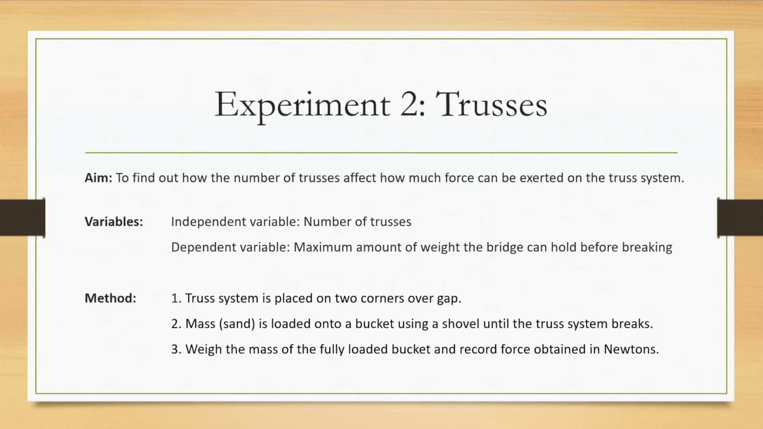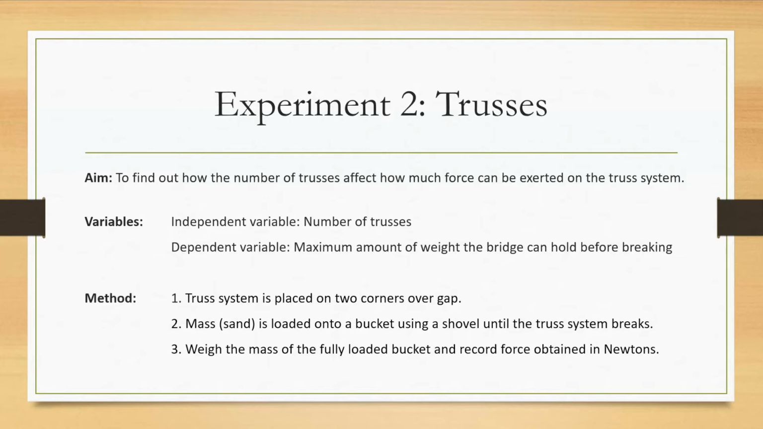Our second experiment involved trusses, and we aimed to determine how the number of trusses influences the amount of force that the system can withstand. This means our independent variable was the number of trusses, and the dependent variable was the maximum amount of weight that can be supported without breaking the truss system.